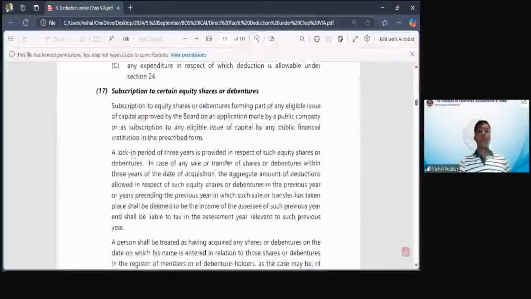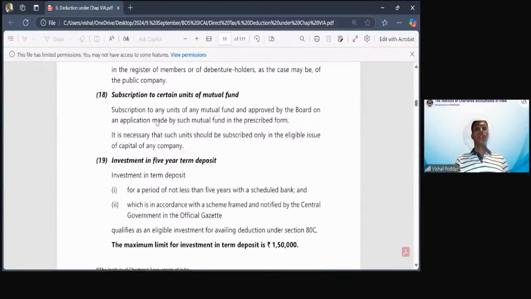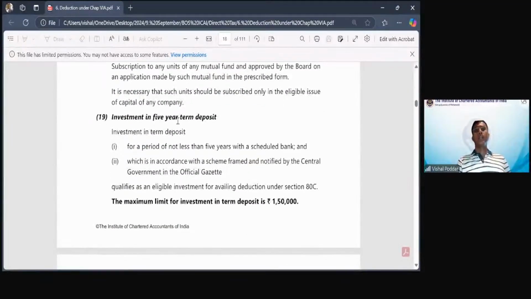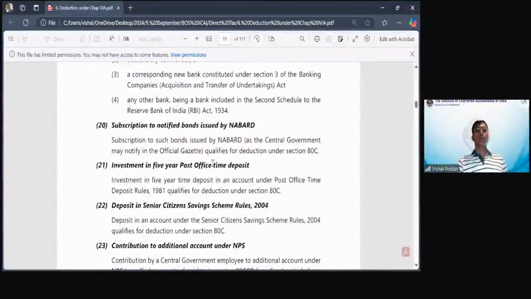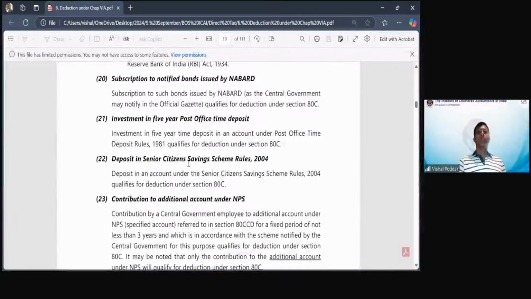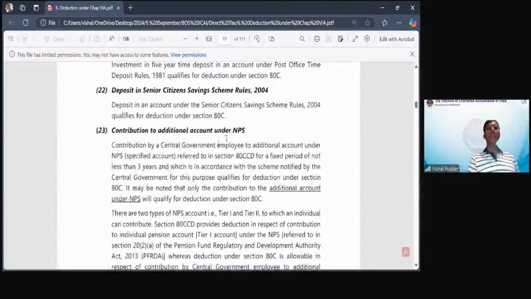Okay. Then subscription to certain equity shares, debentures, then subscription to certain units of mutual fund. Most important, investment in 5-year term deposit. So where you have done FD, fixed deposit, which is also called term deposit, and it is for a minimum of 5 years, that is 5 or more, and it is with a scheduled bank, you are eligible for the deduction. Similarly, if that FD is with post office, again of minimum 5 years, you are eligible for deduction. Then investment in bonds of NABARD, then investment in the senior citizen saving schemes, and investment in NPS.